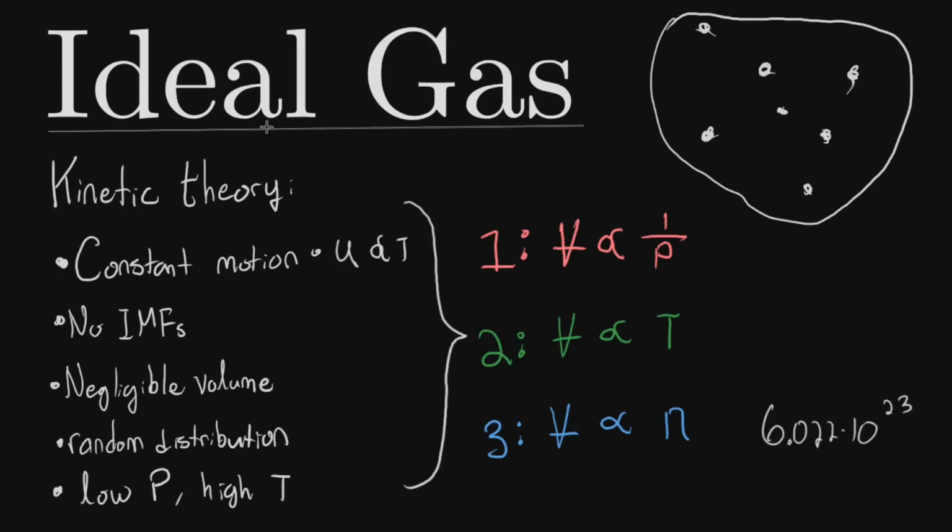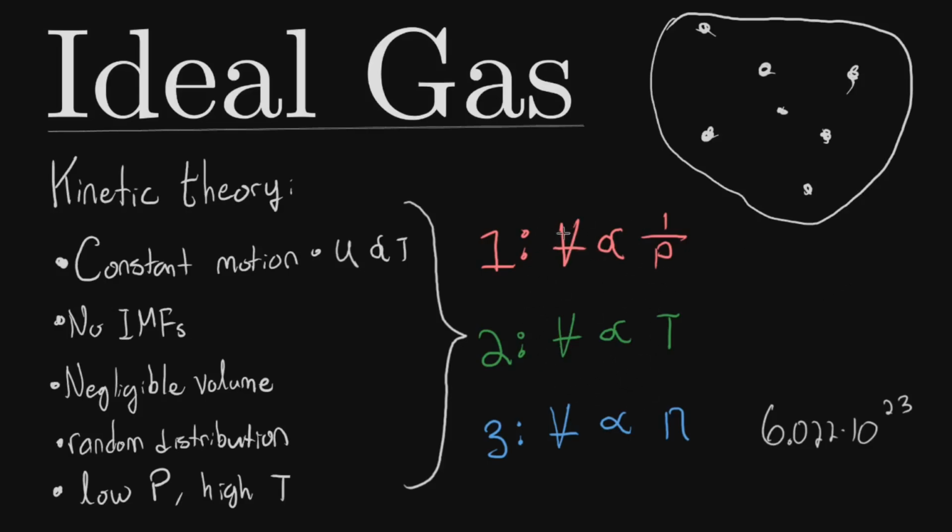So this is an idealization of our gas. It's based on the kinetic theory. So basically it makes some assumptions like the particles are in constant motion, there's no forces between them, they don't really take up any volume, they're kind of randomly distributed, moving around, low pressure and high temperature. If you compress it too much or you bring down the temperature, this kind of breaks down, and the internal energy is proportional to the temperature. And then from this theory, we can show both experimentally and theoretically that you get kind of these three equations that come out of it.